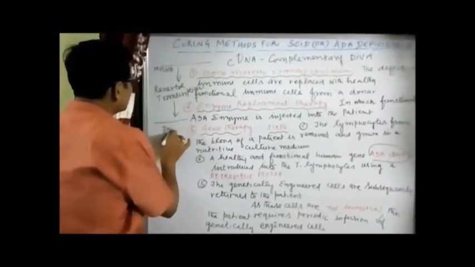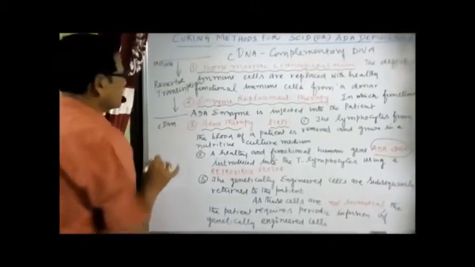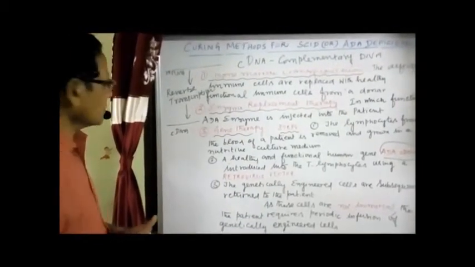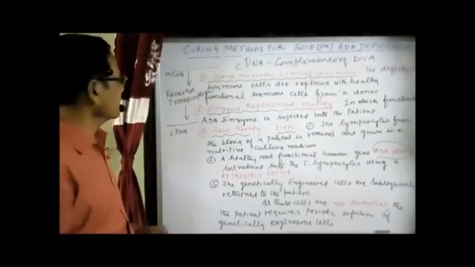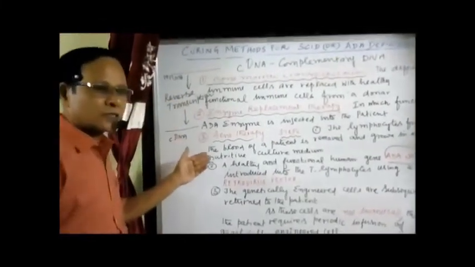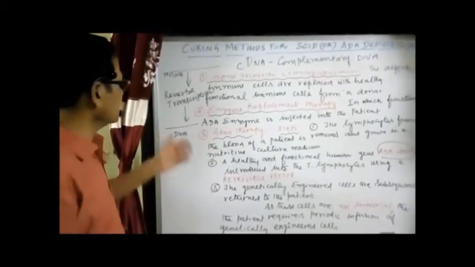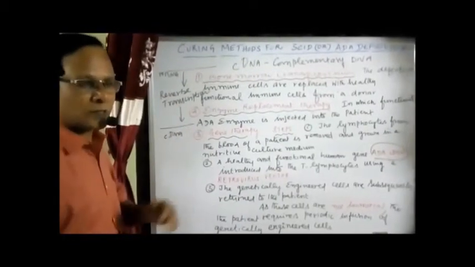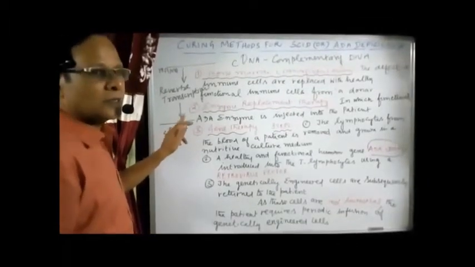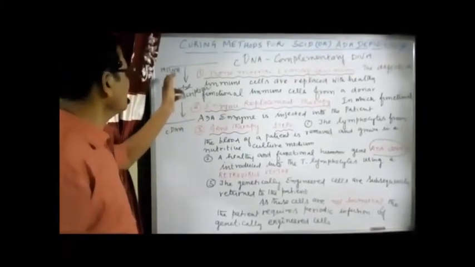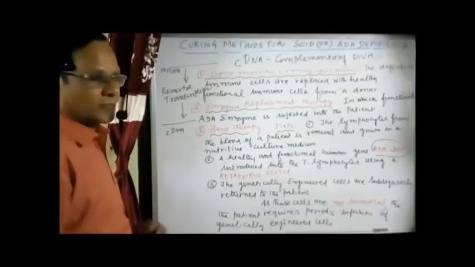This is a single-strand DNA. This DNA is called complementary DNA. So the complementary DNA is nothing but a copy of mRNA, which is produced by the reverse transcription method, with the enzyme reverse transcriptase. So the DNA which is produced by reverse transcription of mRNA is called complementary DNA.